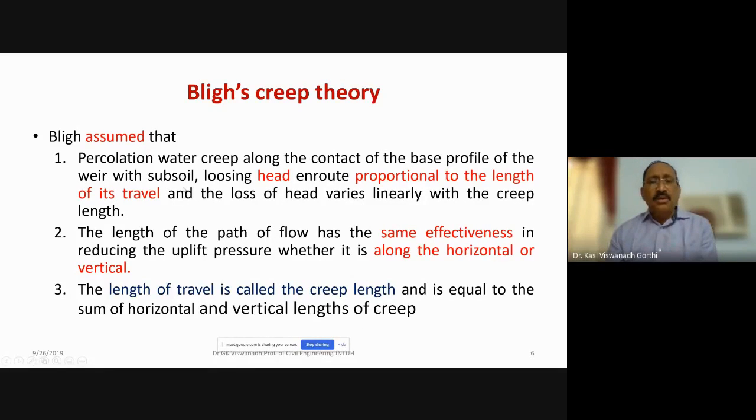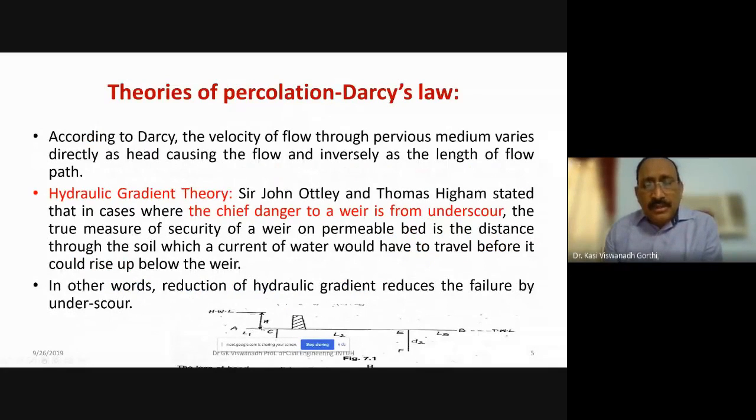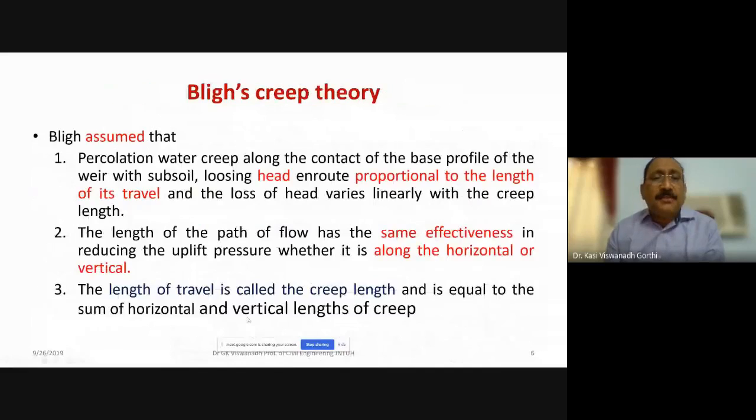Percolation water moves along the contact of the base profile of the weir with the subsoil. I'll just go to the previous figure. You have the base profile like this. So this is the bottom portion of the weir foundation, rather. How this water moves, the length of creep would be along the profile. So it will move along the contact of the base profile of the weir.